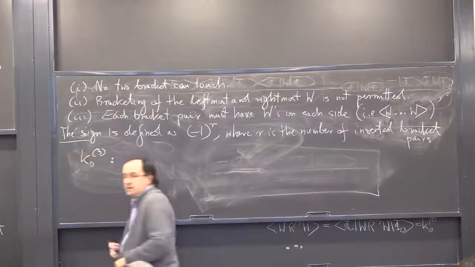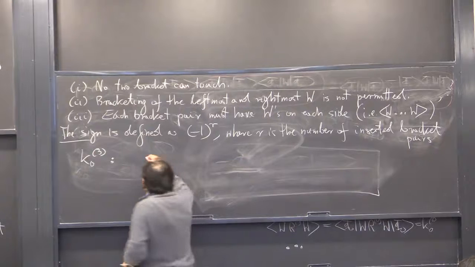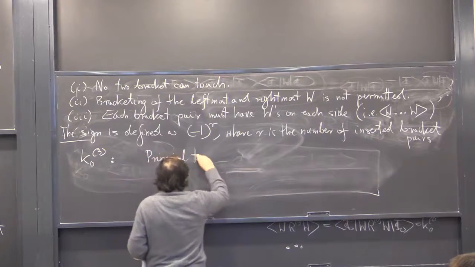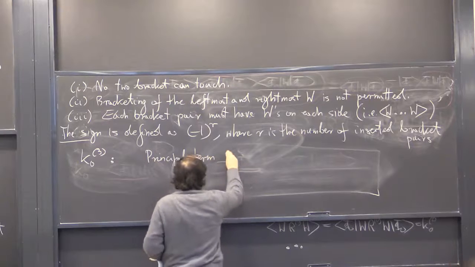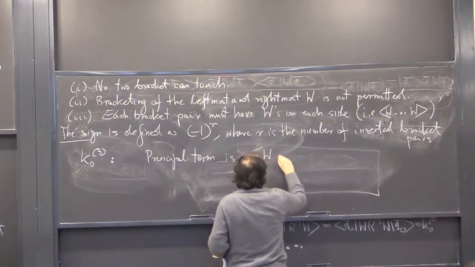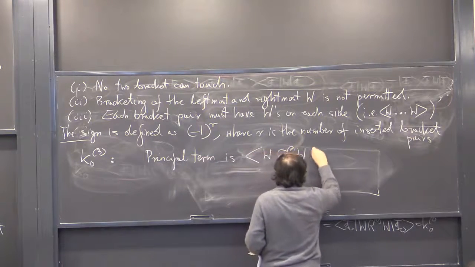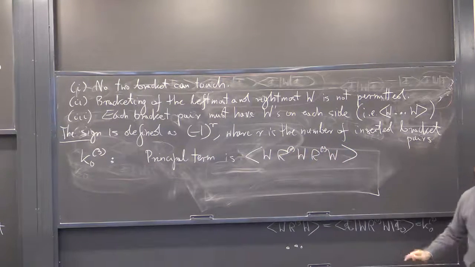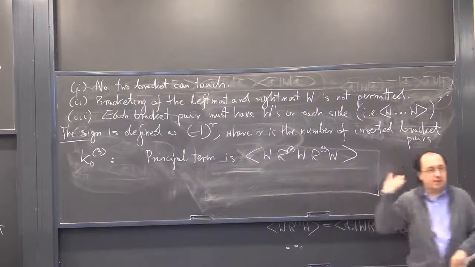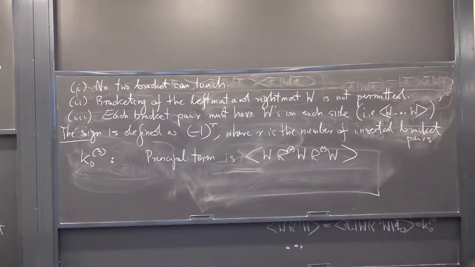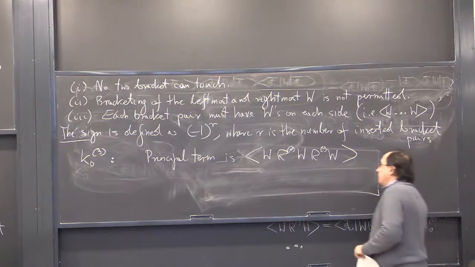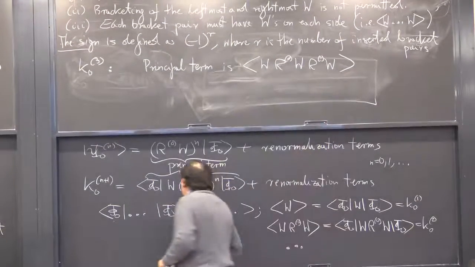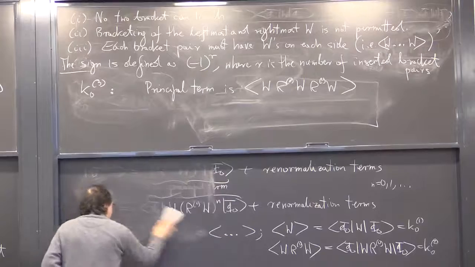Let me start with the principal term. The principal term is W, R0, W, R0, W. You always have to start in this expanded form. Don't write it as R0, W squared, for example, because you would not be able to see things through. You really have to write it in an expanded form. And then what I'll do is start introducing these various bracket pairs.